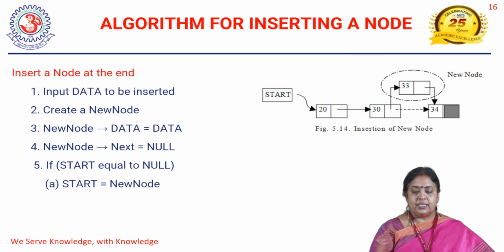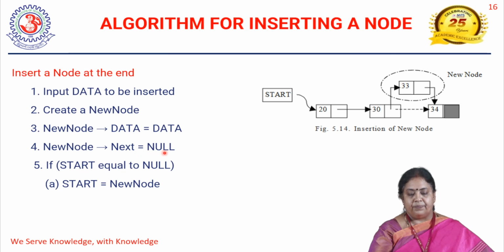Then coming to inserting a node at the end, a simple one. You create a node, then insert the data element. Then you have to make the link part of this new node null, because this will be the last node. If start is equal to null, then you make the new node the start. That is inserting a node at the end.